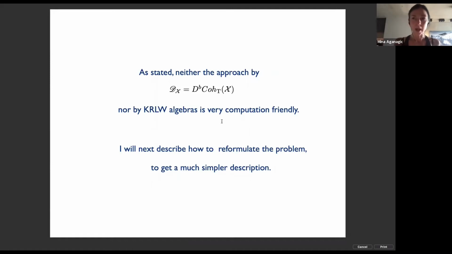So we're getting more. However, as stated, neither the approach by the derived category of coherent sheaves on X, nor by the KLRW algebras is very computation friendly, at least not to my eye. And I think that is generally known. Basically, the approaches by KLRW algebras can reproduce what's already known, but you can't really get new homological invariants from them at the moment that you don't know by some other means. So in what follows, I'll describe how to reformulate the problem and get a much simpler description.